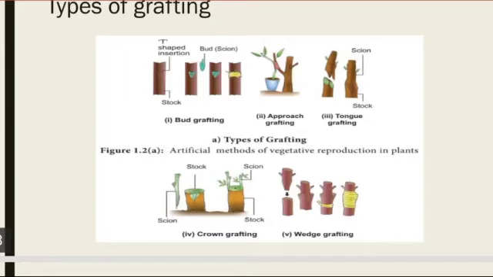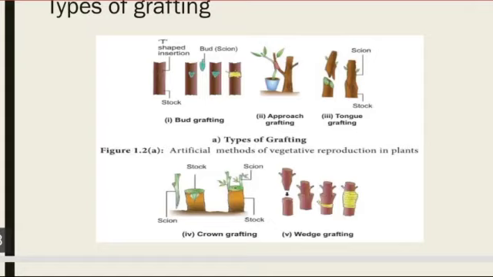And the second one is showing approach grafting. You can see the stem of two plants are tied together, right? In this way, the desired plant part we are taking, we are able to fit them into the stalk and give all the precautions for that plant to grow properly. These are the methods of different types of grafting.